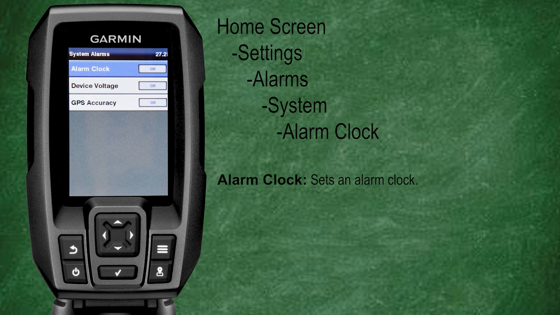Now let's scroll down and select Symbol. Waypoint B2 is a brush pile, so let's scroll down and select the symbol for a brush pile.